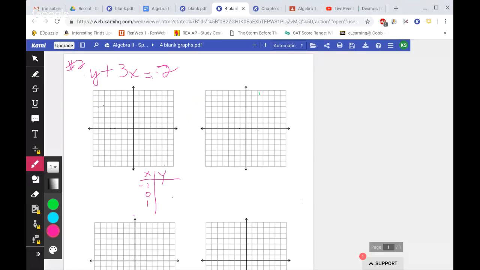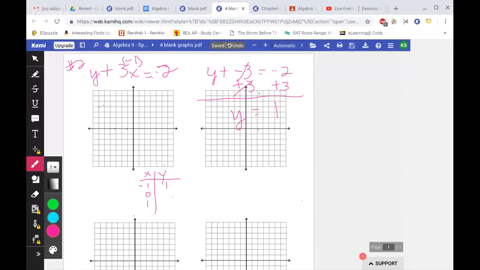If I plug a -1 into my equation up here, I've got y plus, and 3 times -1 is -3, equals -2. I'm going to add 3 to both sides because I'm solving for the letter y at this point. And I have y equals, and then -2 plus 3 is a positive 1. So where x is negative 1, y is 1.